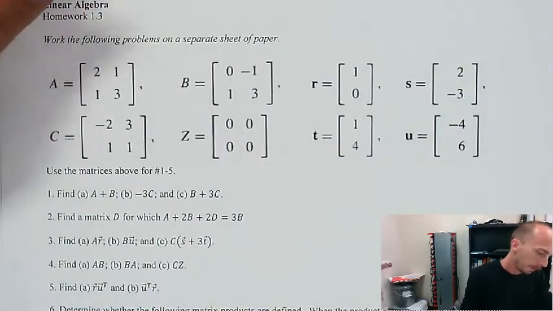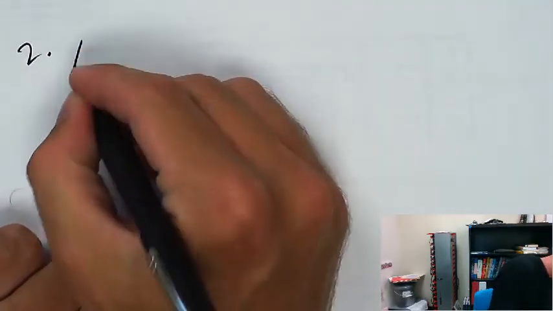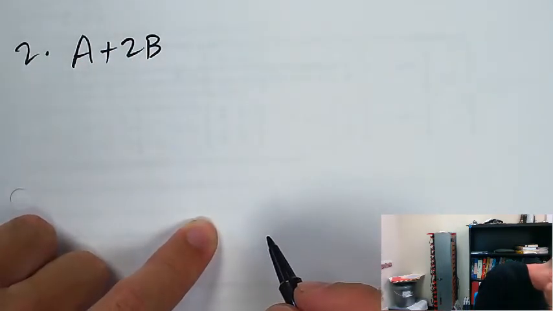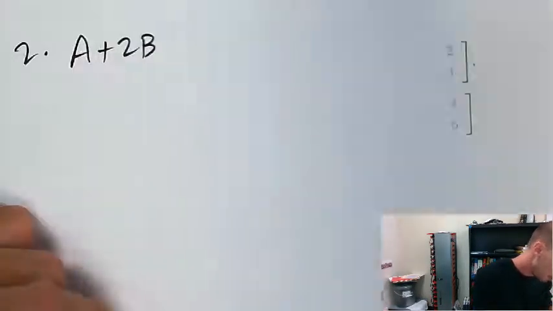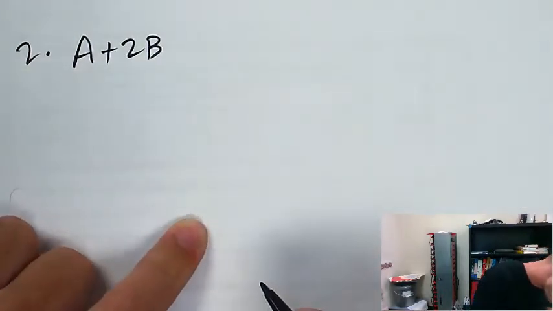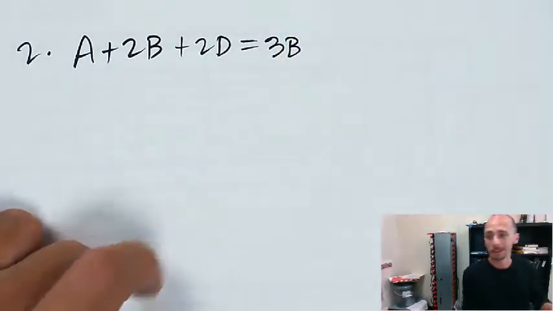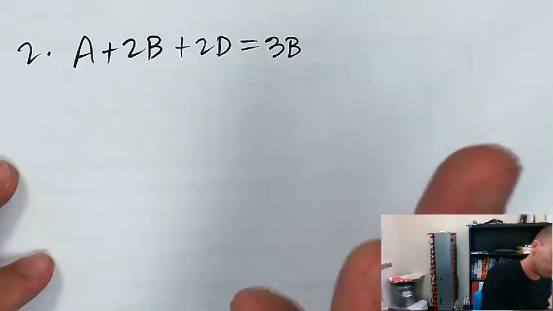Number 2, find a matrix D for which A plus 2B plus 2D equals 3B. Okay, I can do that. Okay, so they're saying A plus 2B plus 2D equals 3B? What? Okay, whatever. Copy this one out of the textbook, so I mean, I don't know. Why would you have B on both sides of the equation? Doesn't make any sense. Anyway, not worried about it.